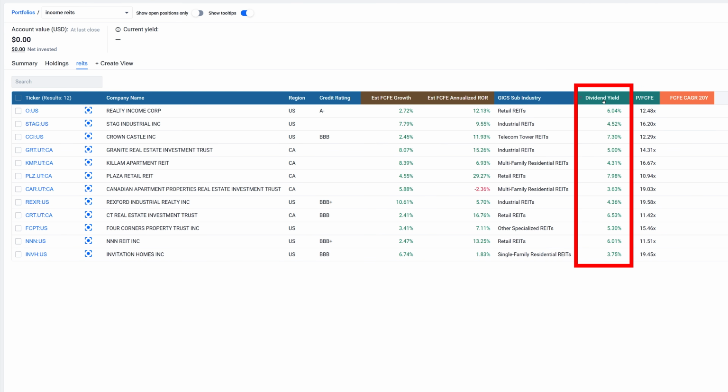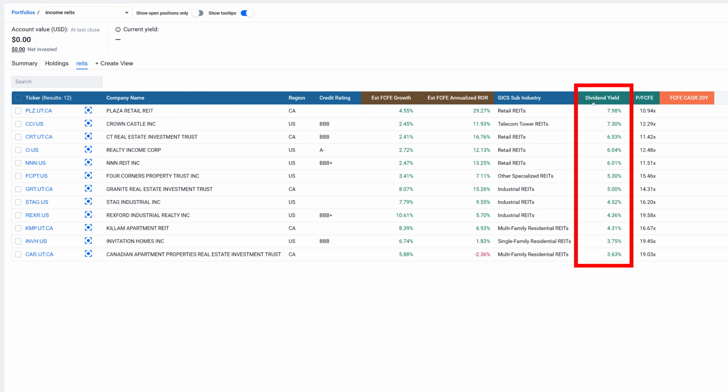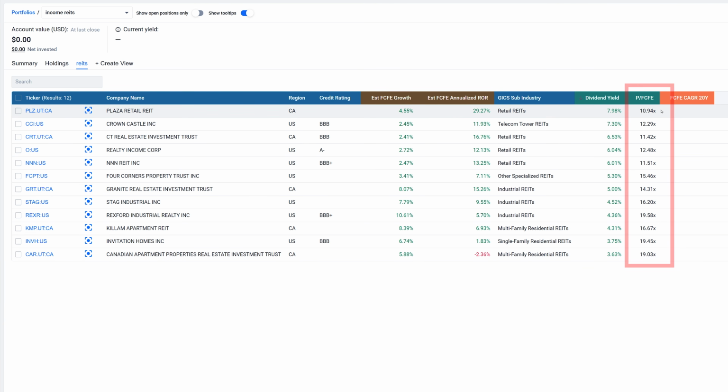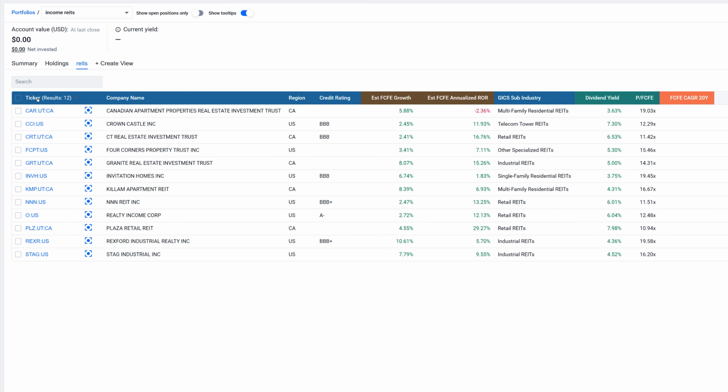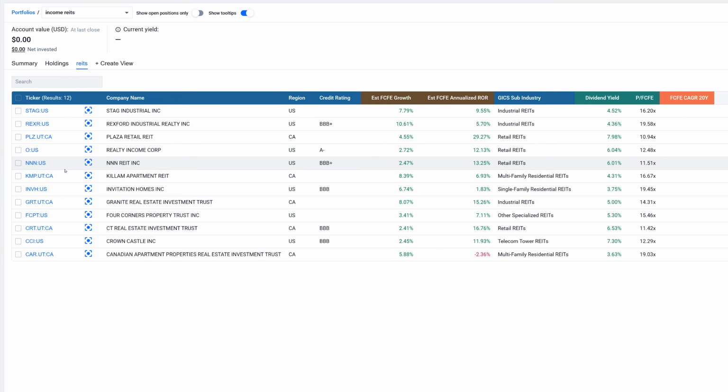And then dividend yields, I can structure this by highest to lowest. The highest is 7.98%, and the lowest yield I've got here is 3.6%. These are all trading at price to cash flows that are reasonable relative to what I would consider the company's intrinsic value. Now I'm going to go through these in alphabetical order for you and look at them.